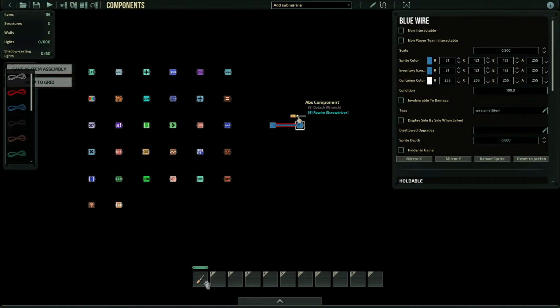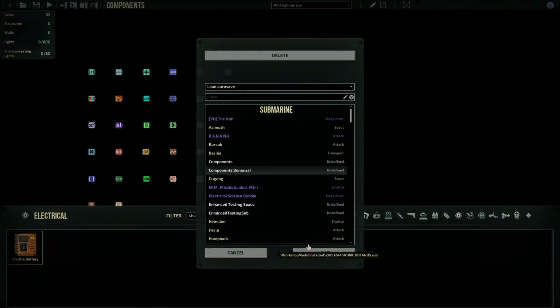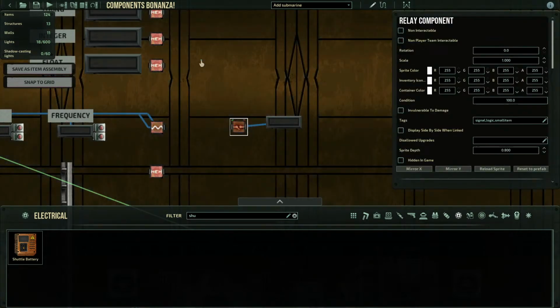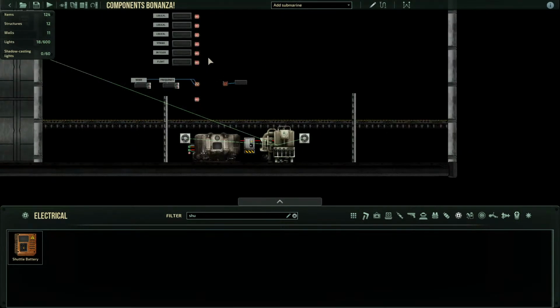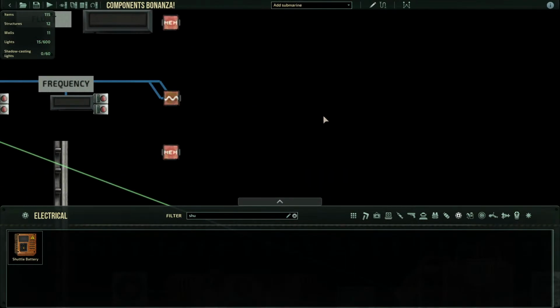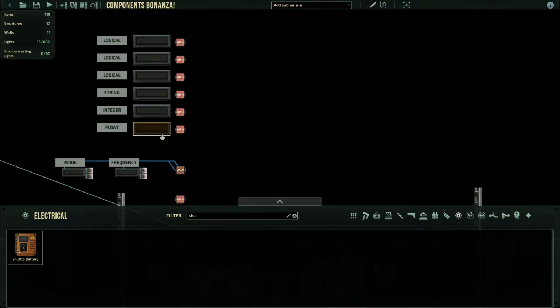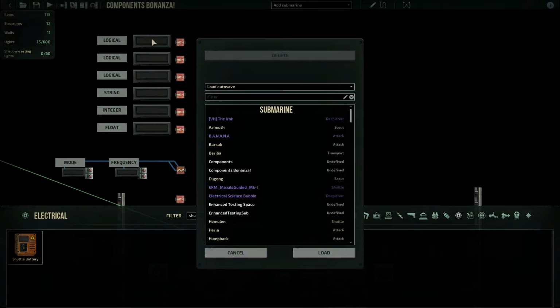I'm hoping it makes sense. The point is that there's different types of signals and different types of ports. So where was I? Let's go into the components bonanza. I'm not done with this. I made it so far and my game crashed, which is annoying. But basically, let me get this out of the way. When you connect any of these different types of data, really, that's where it's saved? Hang on.